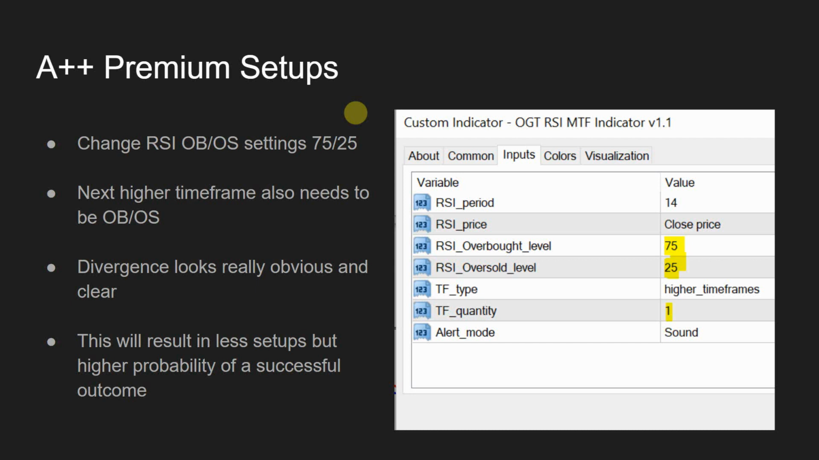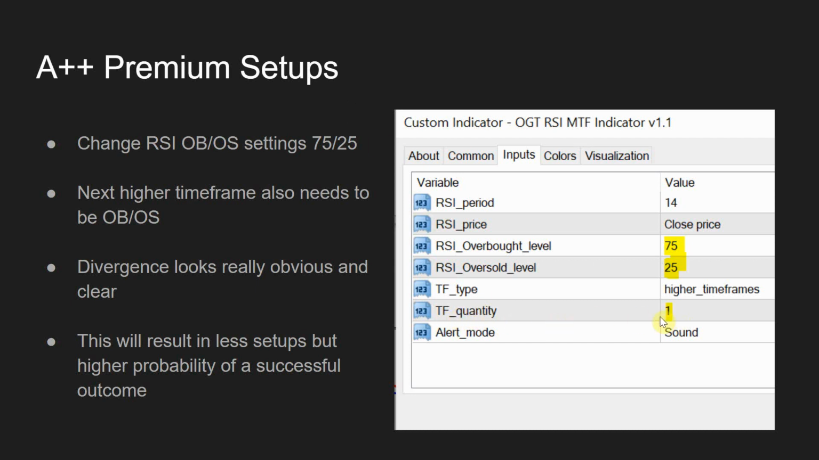And again, when you set up these settings, you'll notice that you won't see as many signals as you did with 70 and 30, because price doesn't generally give you the outcome of the RSI getting to 75 or 25. Again, these are what I'm calling premium setups, that when it does happen, there's a strong indication that price is going to reverse, and therefore we can use that as an opportunity to extract pips from the market.